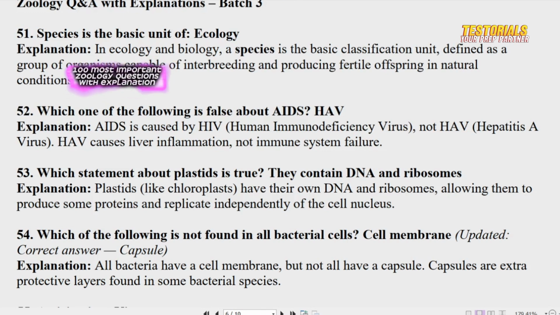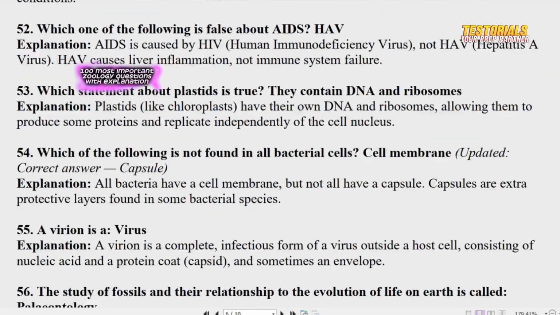53. Which statement about plastids is true? They contain DNA and ribosomes. Explanation: plastids, like chloroplasts, have their own DNA and ribosomes, allowing them to produce some proteins and replicate independently of the cell nucleus.